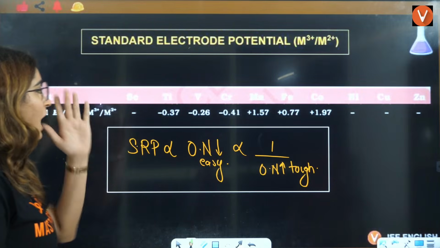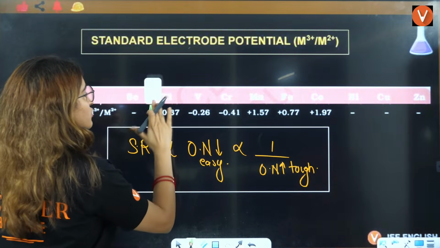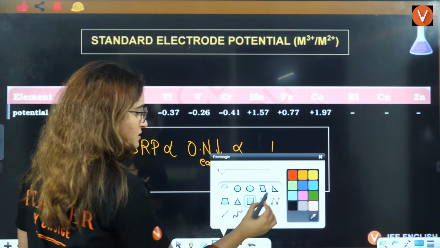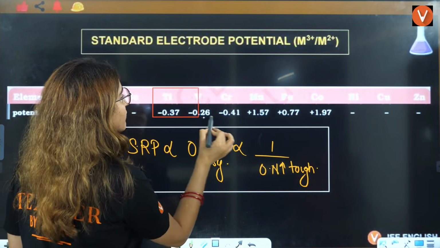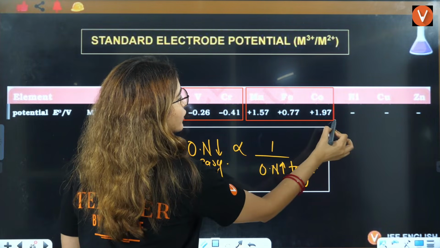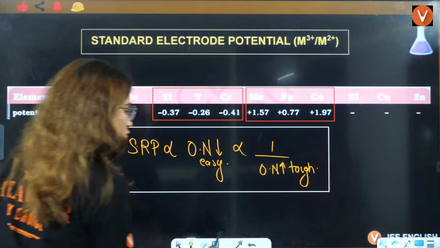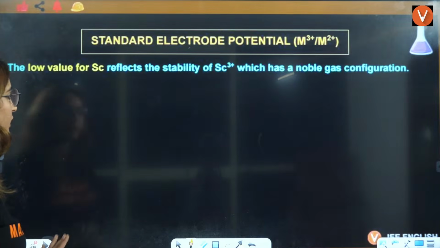Okay, so now here you will see three things. One is titanium. So some of the very, very important conclusions here: titanium, vanadium and chromium have negative, and manganese, iron and cobalt have positive. And based on this, we will do some questions. Okay, so let's verify this data here.